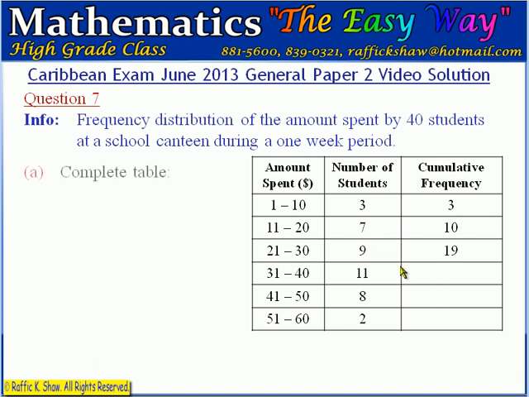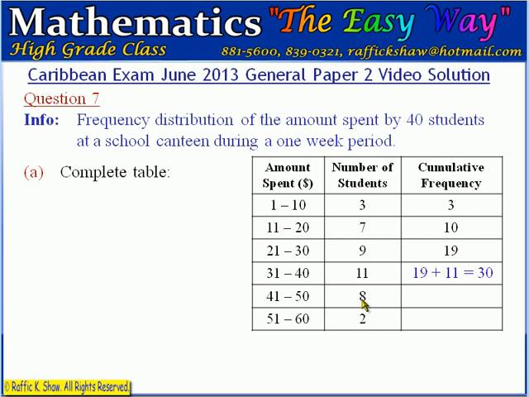And part 1 wants us to complete the table, so we're to complete these cumulative frequency cells. To do that, we simply need to continue adding up the frequencies. And so here, the number of students who spent less than or equal to $40 would be the 19 here plus the 11 from this group, and that's 30. So 30 students spent less than or equal to $40.